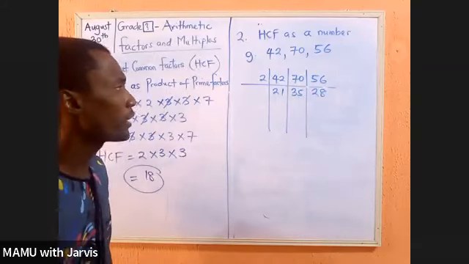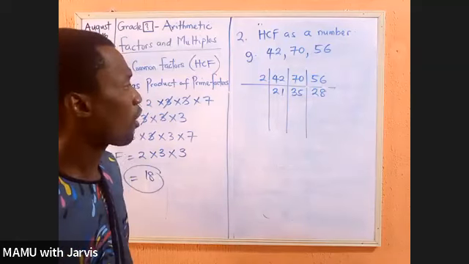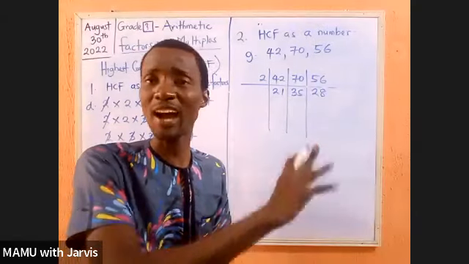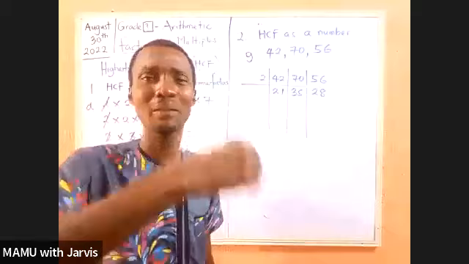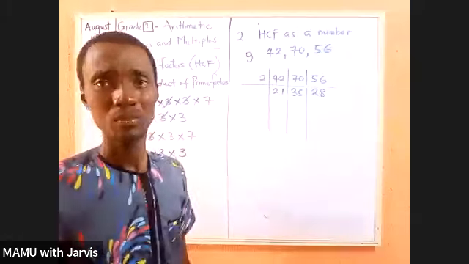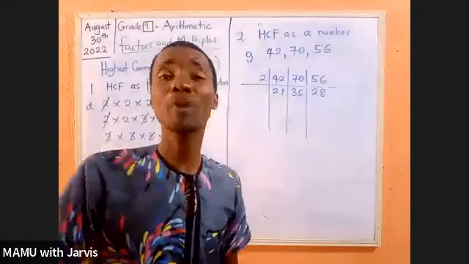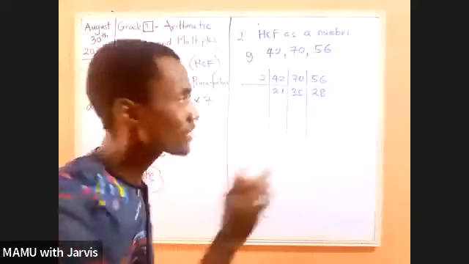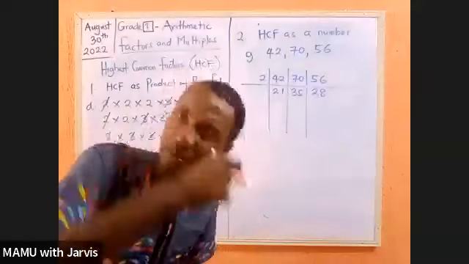Can 2 go again? No. Can 3 go? No. Can 4 go? No. Now remember, if 2 is not a factor, then no other even number will go. 2 is the only even prime number we have. So if 2 cannot go, you need to think of other numbers. Remember, the factors you put here must be prime numbers.